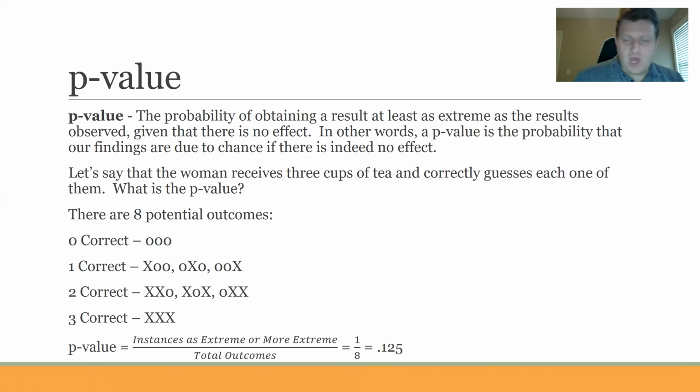All right. Fisher argues that we should report this p-value when we are doing our inferential statistics. Okay, it's easy enough if we're doing a dumb study about tea and milk.